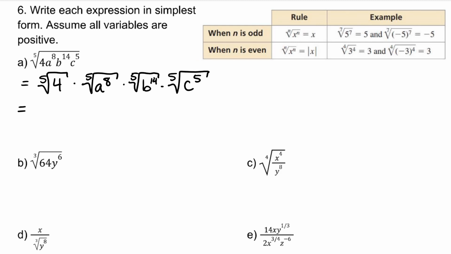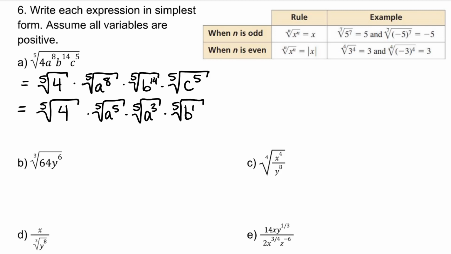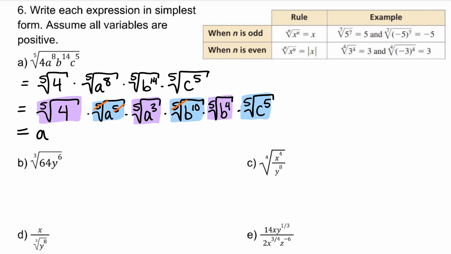If my root is 5, I want to split the exponents into groups of 5 and then multiply what's left over. Now take the 5th root of anything you can actually take the 5th root of. 5th root of a to the 5 is a. 5th root of b to the 10 is b to the 2.